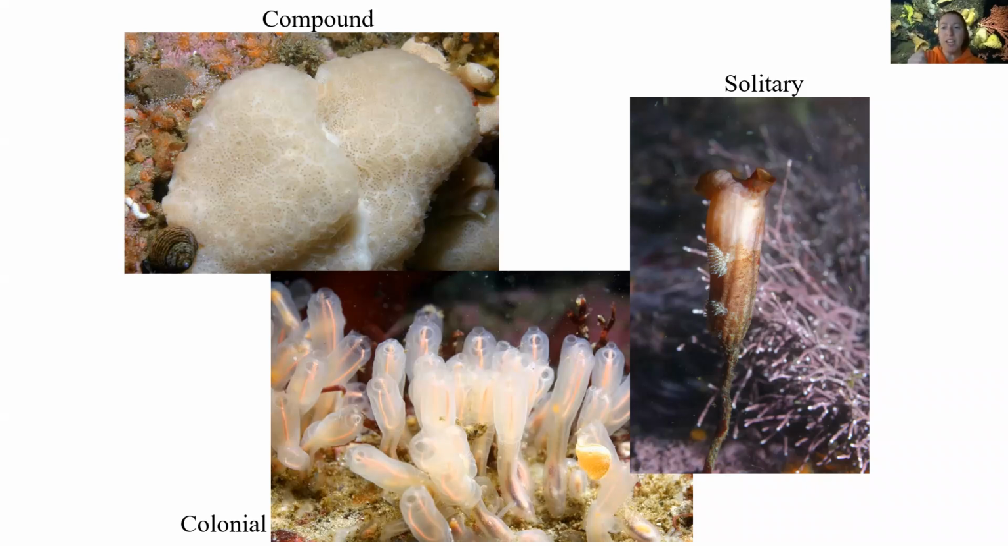So if you touch it and it's rough, it might be a sponge. If you touch it and it's rubbery or smooth, it's more likely a tunicate. And so that's a nice way to take a look at one of these compound guys and recognize them as a tunicate.